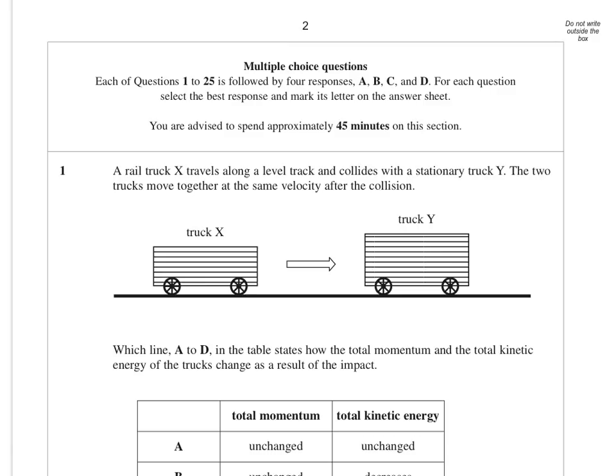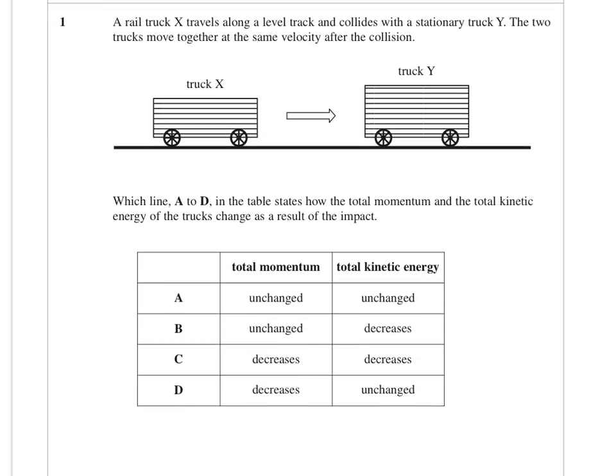Okay, so this is the multiple choice exam from January 2011, so let's get stuck in straight away. A railway truck X travelling along a level track collides with a stationary truck Y and they move off together with the same velocity. Which line describes how the total momentum and total kinetic energy of the trucks change as a result of the impact?